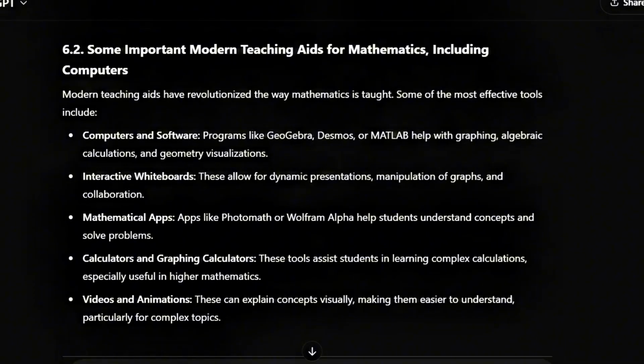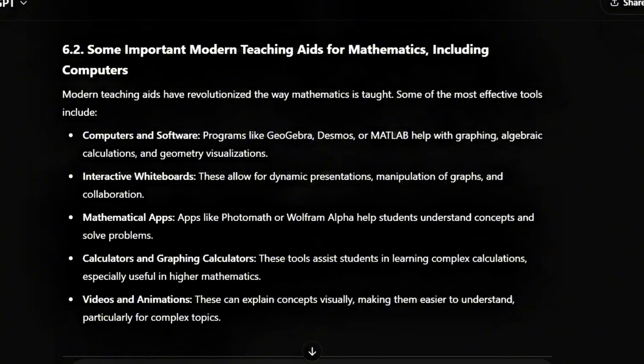6.2. Some important modern teaching aids for mathematics, including computers. Modern teaching aids have revolutionized the way mathematics is taught. Some of the most effective tools include computers and software. Programs like GeoGebra, Desmos, or MATLAB help with graphing, algebraic calculations, and geometry visualizations.